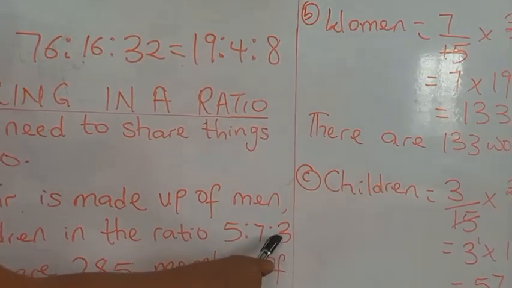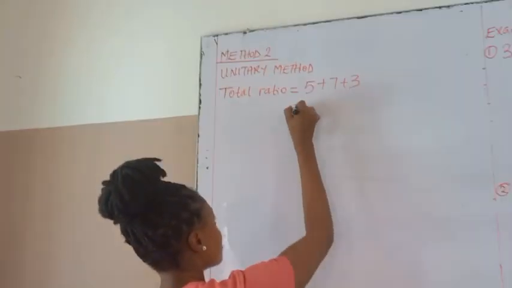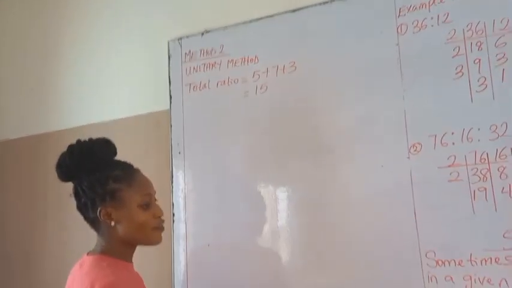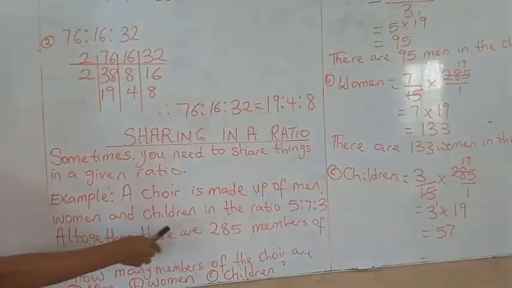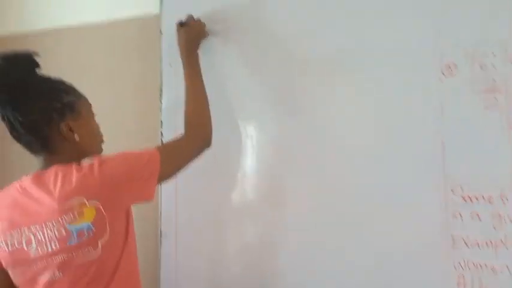What's the total ratio here? We have 5 ratio 7 ratio 3. That's 5 plus 7 plus 3. That gives 15. And after then, you divide. To get one part of it, divide by your total ratio. So you say 1 part.